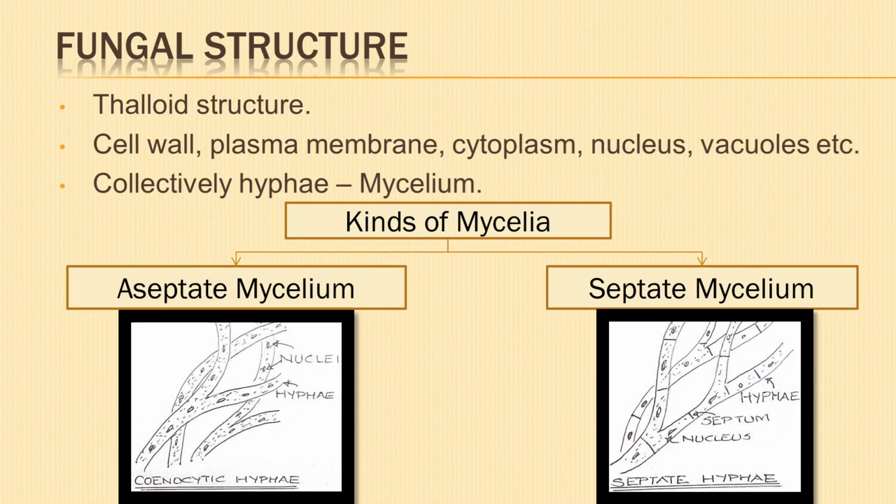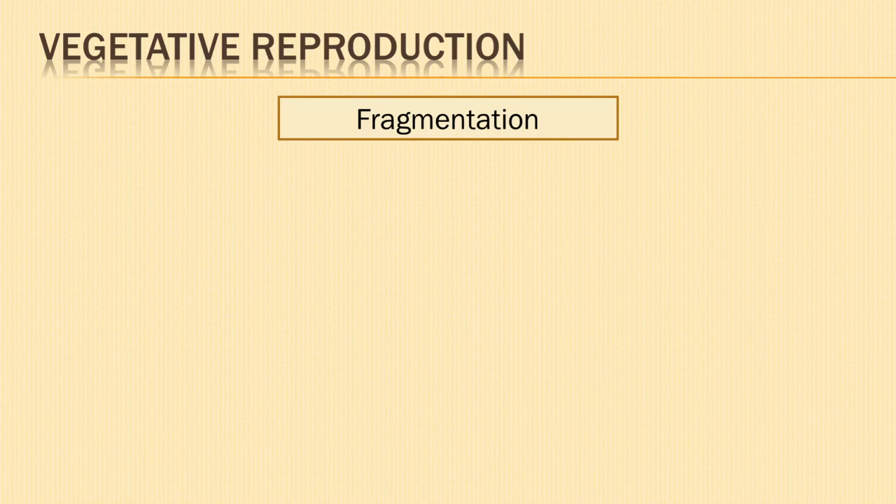It may be uninucleate or multinucleate. It is seen in the members of Ascomycetes and Basidiomycetes. Next is reproduction. In fungi, reproduction is of three kinds. First, vegetative reproduction, which occurs by vegetative or somatic portion. Different types of vegetative reproduction are fragmentation.